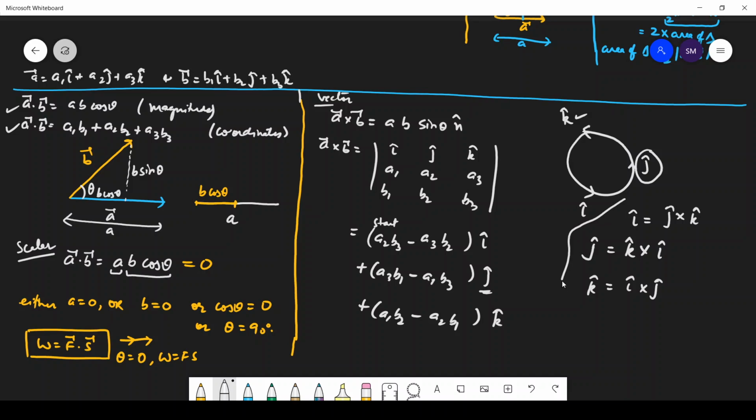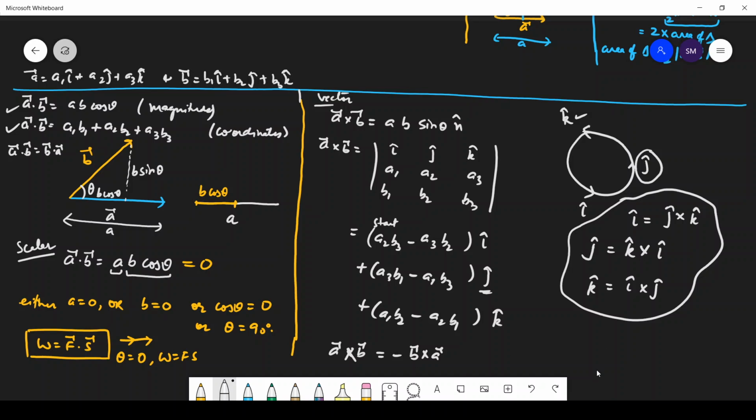So I'm writing it the other way around. We write it like i cross j is equal to i cap cross j cap is equal to k cap. Okay, got it? And here the next thing is that A dot B is equal to B dot A. But here A cross B is equal to minus B cross A.